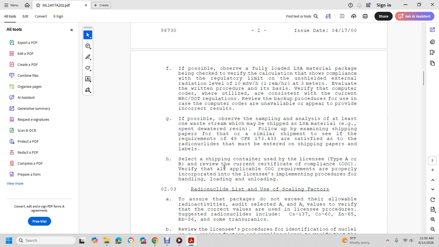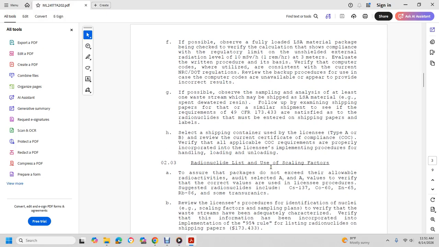certificate of compliance. Verify the applicable certificate of compliance requirements are properly incorporated into the licensee implementation procedure for handling, loading, and unloading.